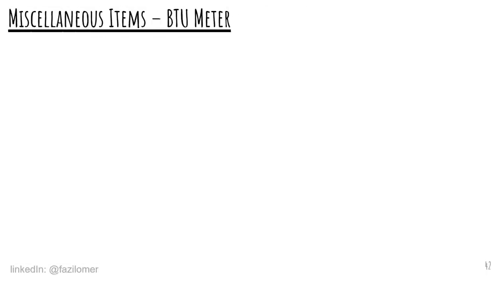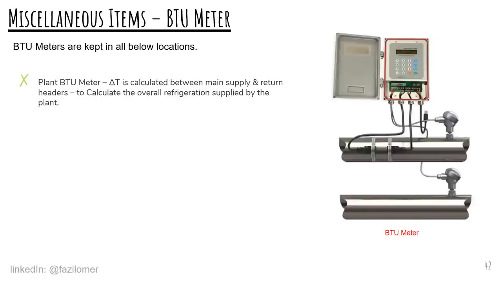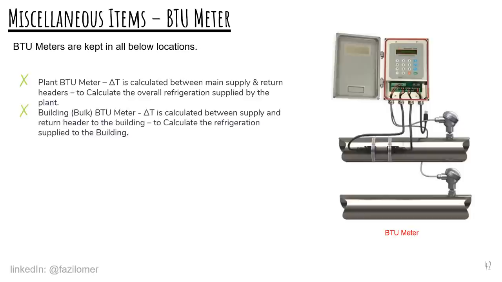Let us now see which all places are equipped with BTU meters to monitor the energy transfer. Plant BTU meter. Delta T is calculated between main supply and return headers. This is to calculate the overall refrigeration supplied by the plant. Building bulk BTU meter. Delta T is calculated between supply and return header to the building. This is to calculate the refrigeration supplied to the building.